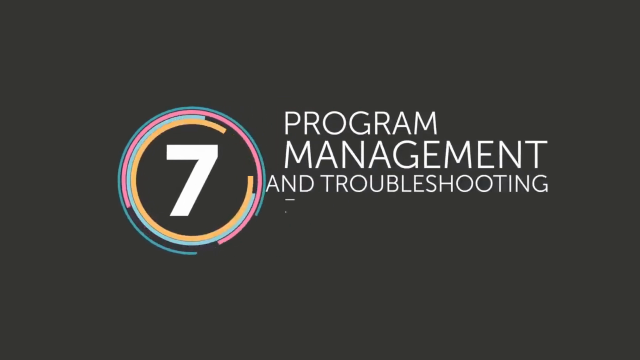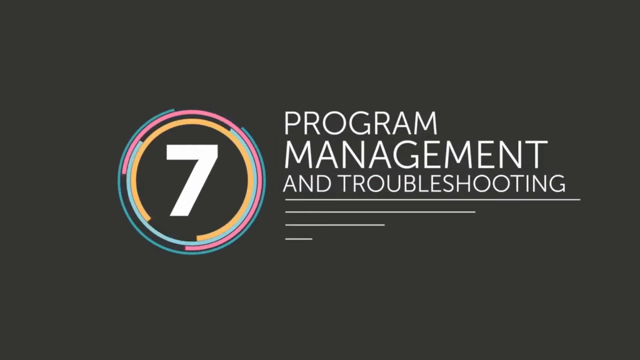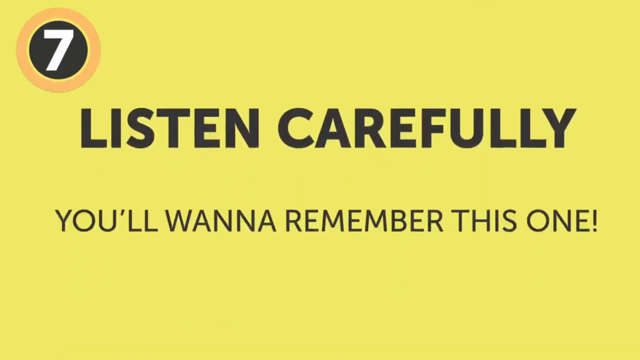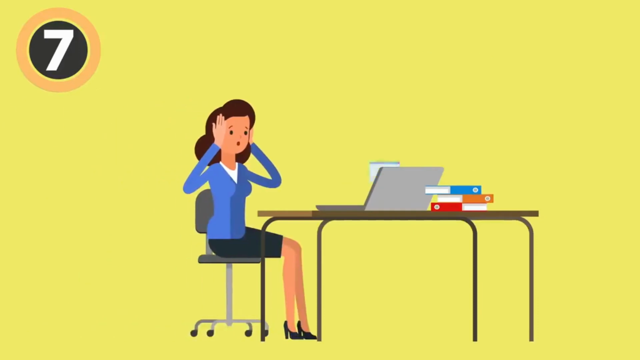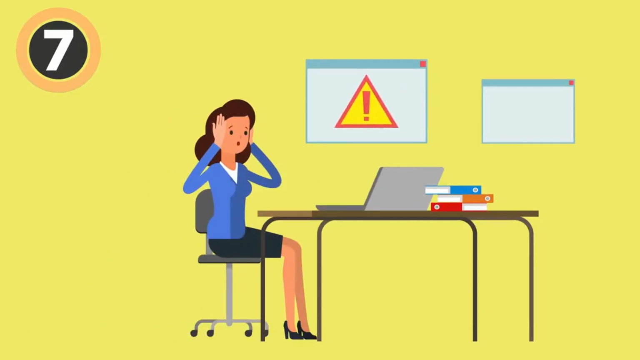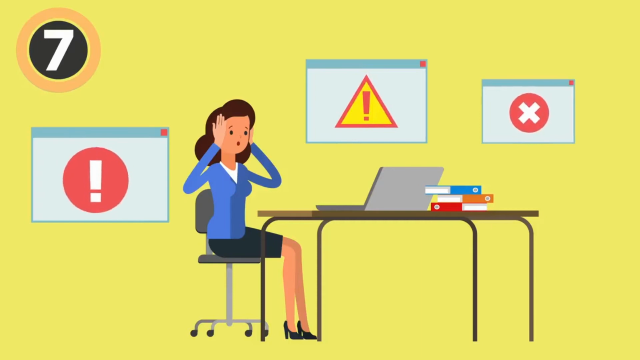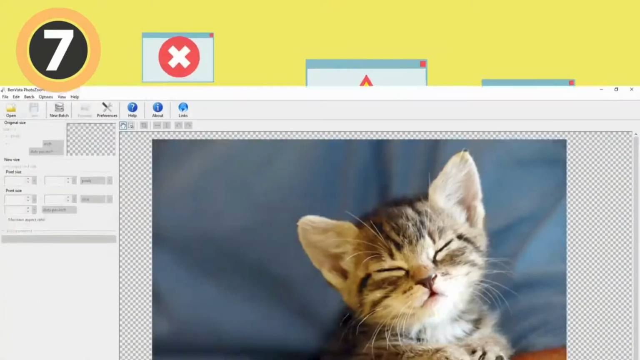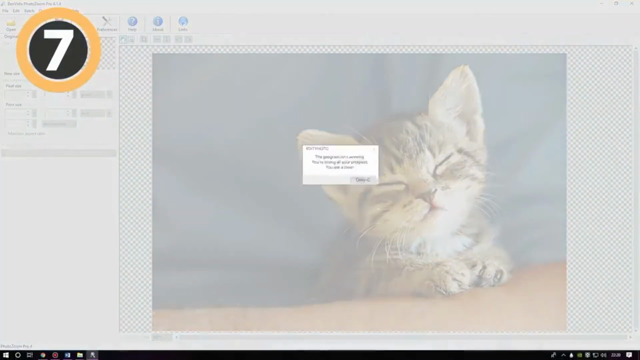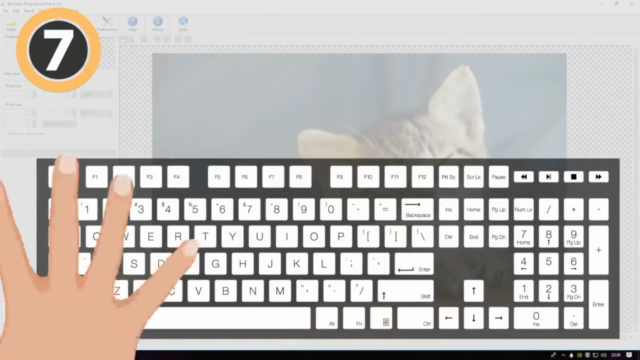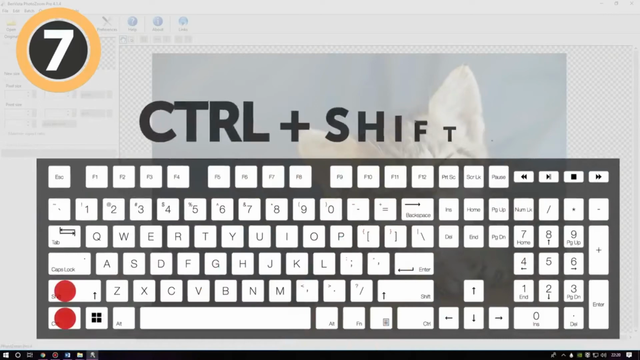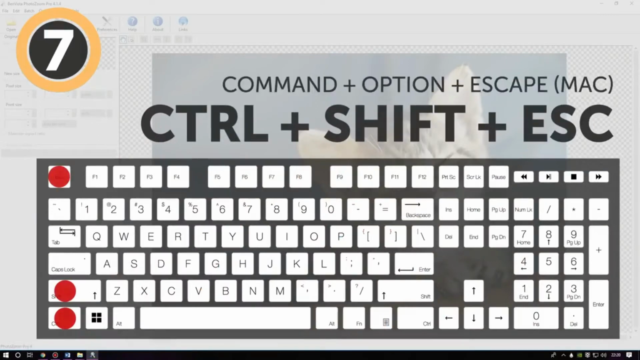Number 7. Program management and troubleshooting. Let's go shoot us some trouble. Now, listen carefully because you'll want to remember this one. Everyone's been there. One program is stuck and won't process anything, even if you cry, beg, or try to bribe it to do so. To avoid restarting your device and losing all your progress, try using the following combo: Control plus Shift plus Escape, or Command plus Option plus Escape if you're working on a Mac.